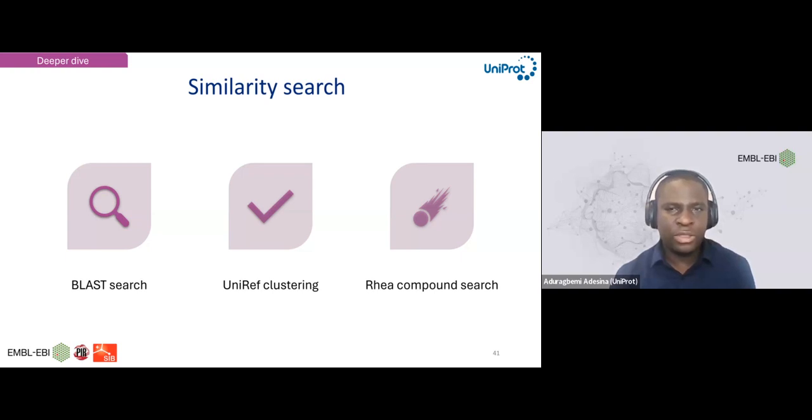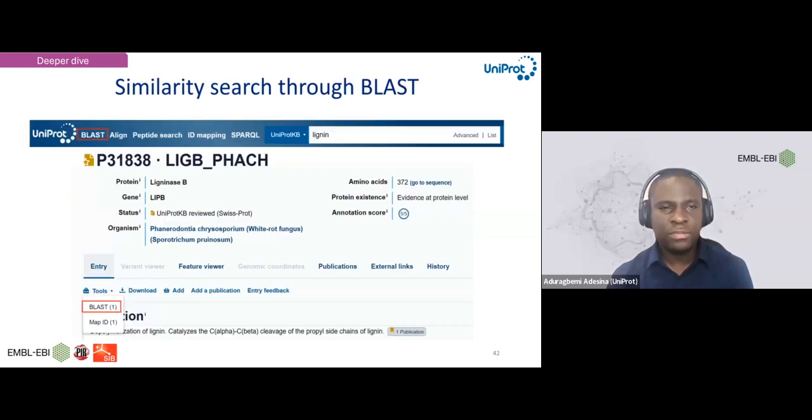So next here, we are going to talk about the similarity search. There are different ways to do similarity search through UniProt. One of them is through a BLAST search. And we also have what we call UniRef clustering. And then we can also do Rhea compound search. So I will show you an example of all of this.